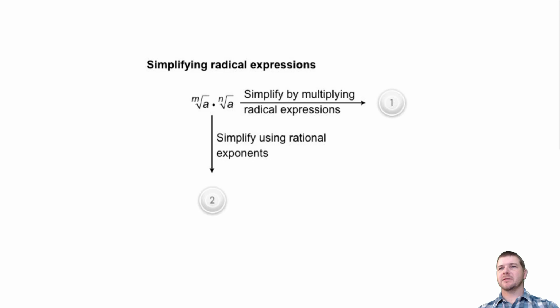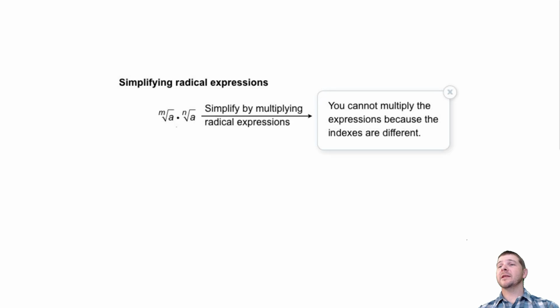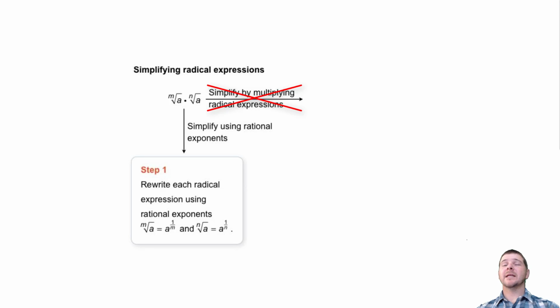Simplifying radical expressions. So take note, in the case where we have the mth root of a times the nth root of a, if we attempt to simplify by multiplying radical expressions, we find we cannot multiply the expressions because the indexes are different. On the other hand, if we attempt to simplify using rational exponents, in step 1, we rewrite each radical expression using rational exponents.